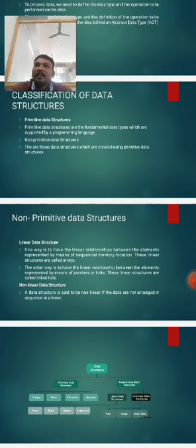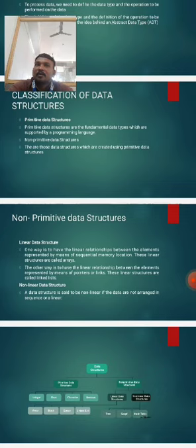Non-primitive data structures are of two types. First, linear data structures. Second, non-linear data structures. Examples of linear data structures are the stack and queue, where the elements are arranged in order. Examples of non-linear data structures are trees and graphs.